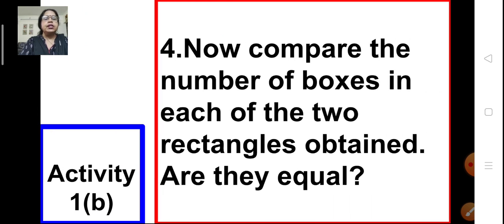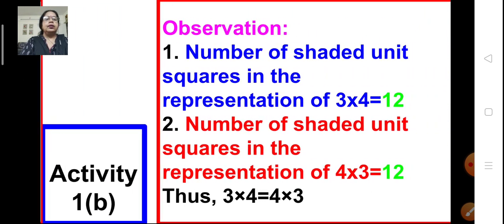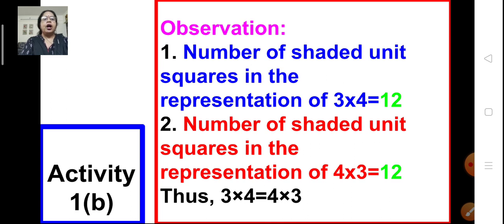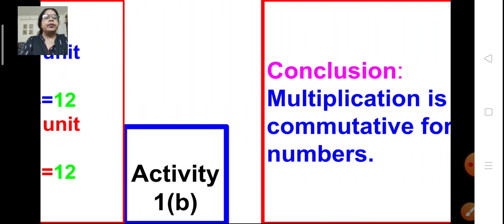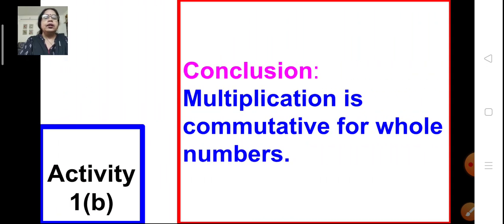Now compare the number of boxes in each of the two rectangles obtained. Are they equal? Yes, they are equal. Now what is the observation? You have to write the observation. Number of shaded unit squares in the representation of 3 multiplied by 4 is equal to 12, and number of shaded unit squares in the representation of 4 multiplied by 3 is also 12. Thus 3 multiplied by 4 is equal to 4 multiplied by 3. So what is the conclusion? The conclusion is multiplication is commutative for whole numbers.